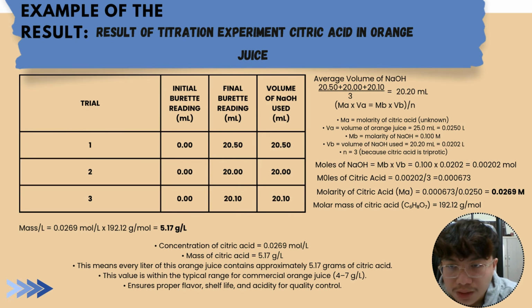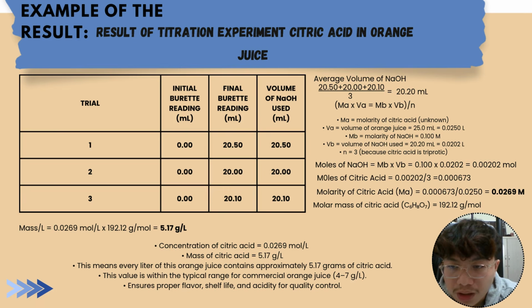Example of the data: the result of the titration experiment on citric acid in orange juice. Objective: to determine the concentration in moles per liter and grams per liter of citric acid in a sample of orange juice using acid-base titration with sodium hydroxide. Materials used: 25 ml orange juice sample, 0.100 molar sodium hydroxide NaOH solution, phenolphthalein indicator, burette, pipette, and conical flask. In this presentation, we show the titration data and then the calculation.